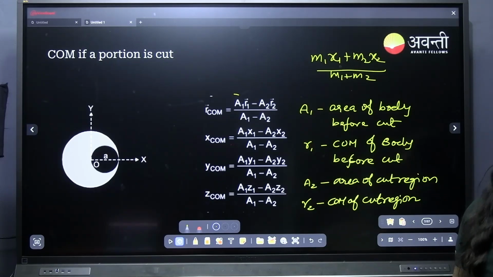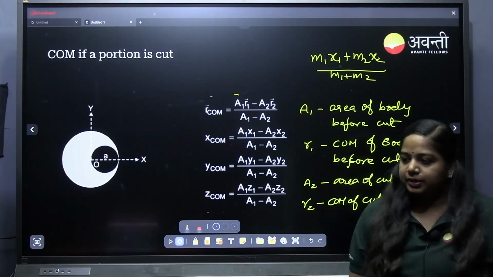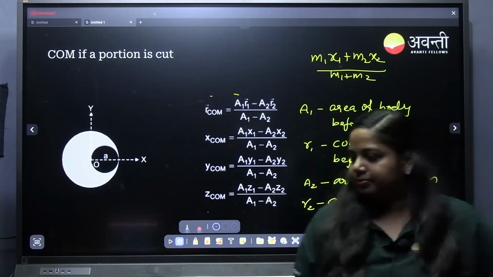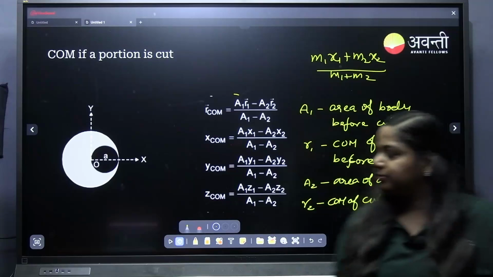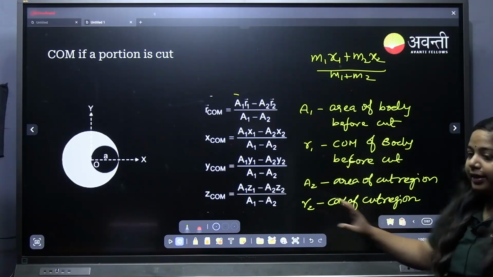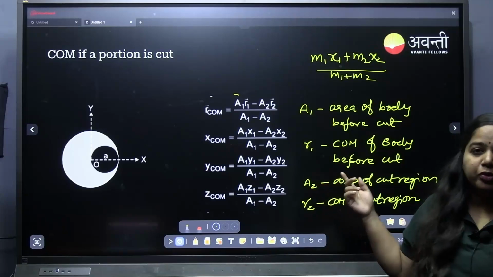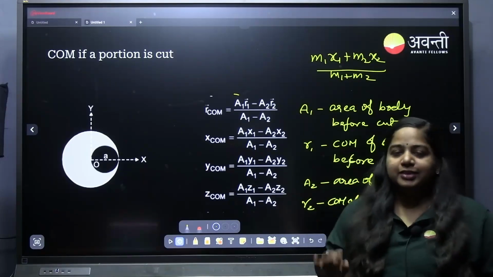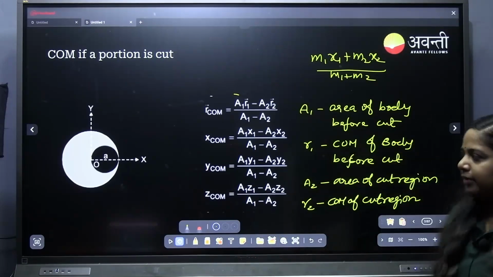Any doubt? Is it clear for all? Just give me a thumbs up. Okay. If I change the slide before you note the formula, no problem. I will send this today itself, the PPT.